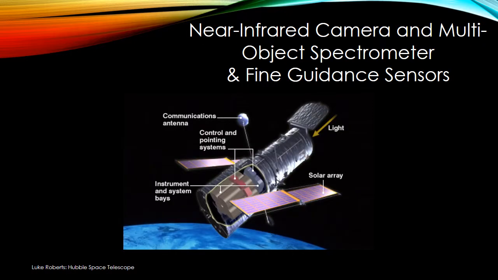The Near Infrared Camera and Multi-Object Spectrometer is sensitive to infrared light, which works as Hubble's heat sensor. This instrument allows Hubble to observe objects deep into space. The fine guidance sensors keep Hubble pointing in the correct direction by locking onto certain guide stars, and can also measure the distance and relative motion between stars.